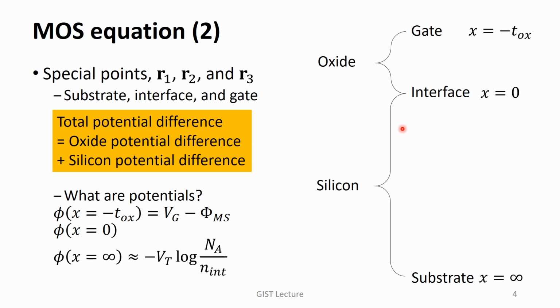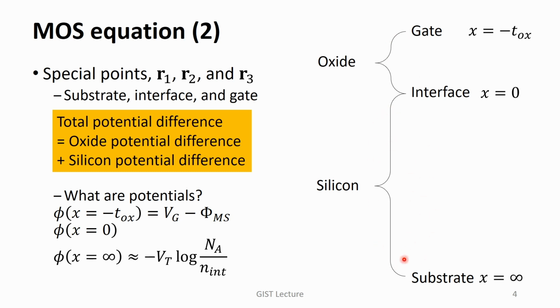However, in the MOS equation, some special points are taken into account: substrate, interface, and gate. Then we know that the total potential difference between the gate and substrate contacts can be written as a sum of the oxide potential and the silicon potential.